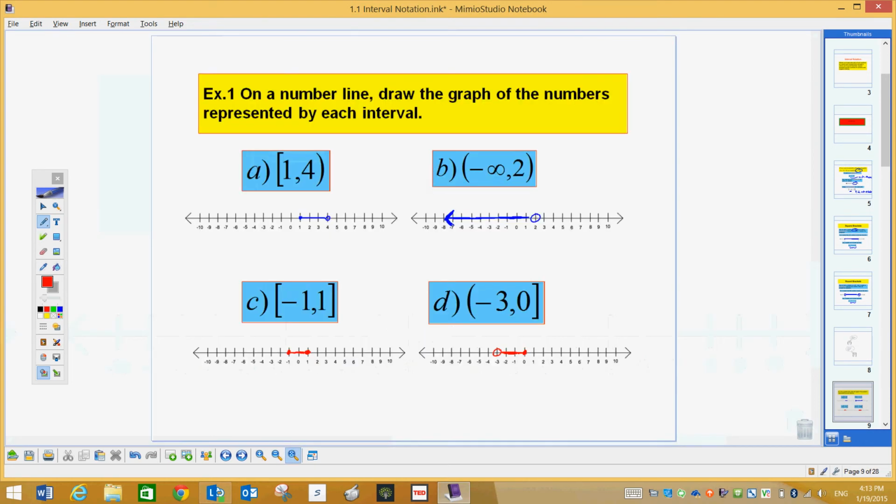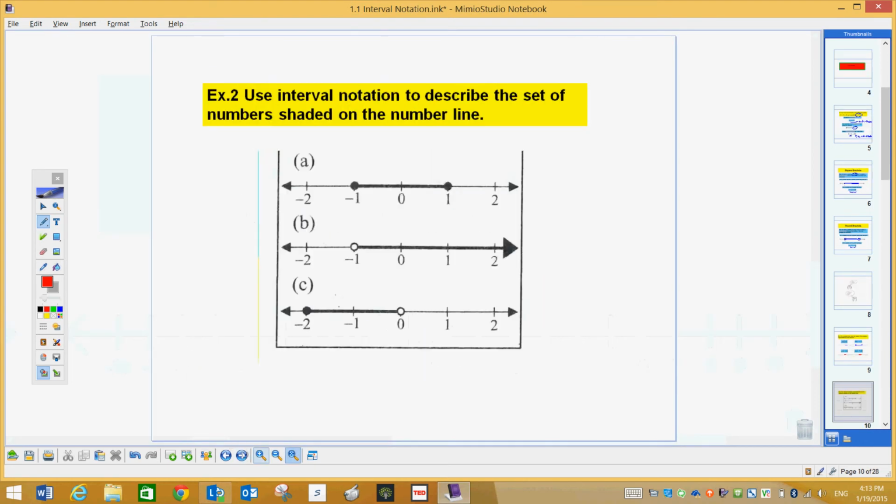All right, in example 2, we're asked to use interval notation to describe the set of numbers shaded on the number line. Now, if this was a question given from our textbook, it usually wants us to use set interval notation. I really don't care if we use set interval notation. I just want you to be able to use interval notation. So this first one would be going from square bracket negative 1 to square bracket positive 1.